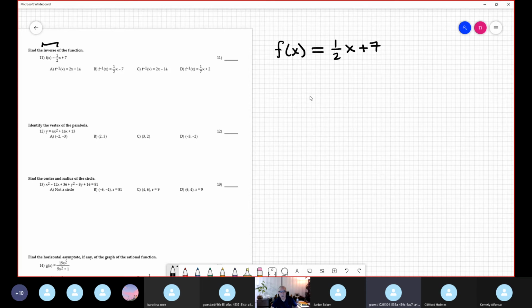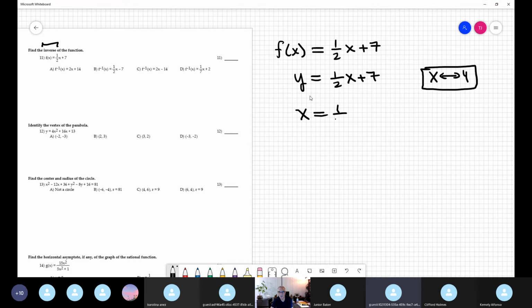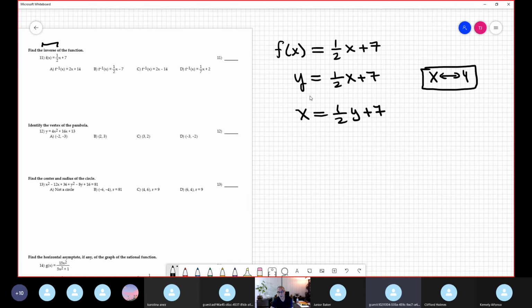Remember, inverse is easy. You substitute, you change f of x for y, and you interchange x and y in this equation. Now x is equal to 1/2 y plus 7. And like that, no, because I need to solve for y. So you write the inverse in explicit form.